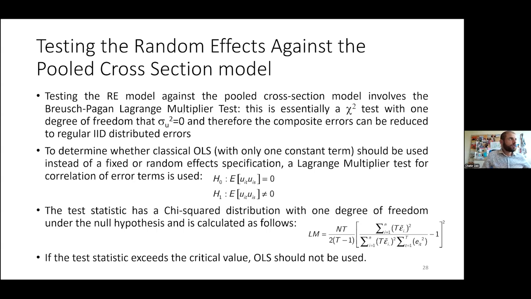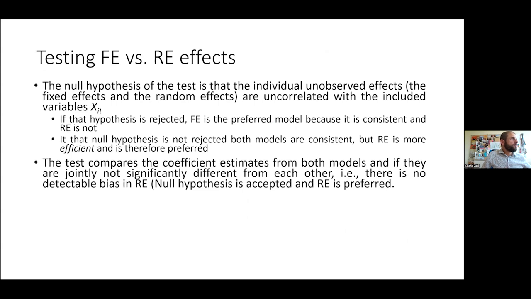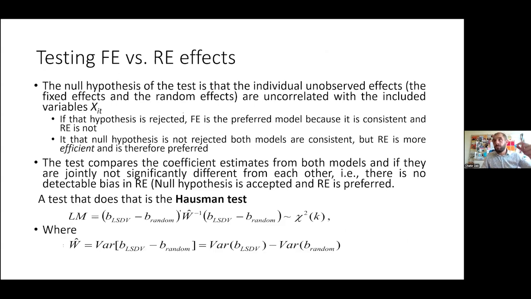And that's what we have seen here in the Hausman test, which compares the estimates from the least squares dummy variable model to the random effect in terms of the estimates and their variance. The null hypothesis here is that X is uncorrelated with the error term. So if I reject the null hypothesis, I cannot use the random effect; I will have to use the fixed effect. And if I do not reject it, I can use the random effect.